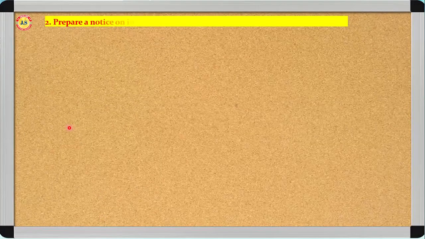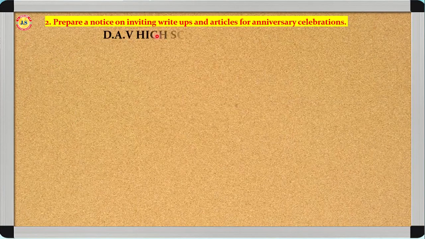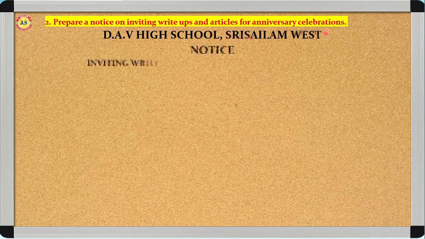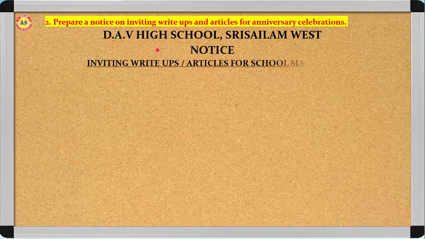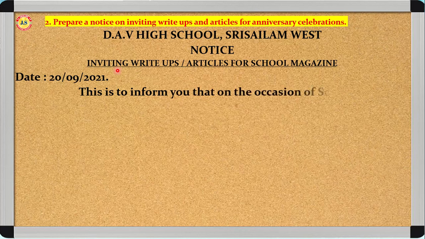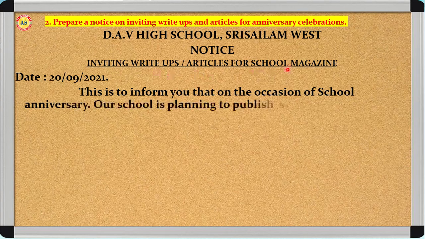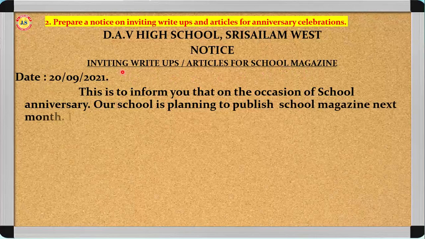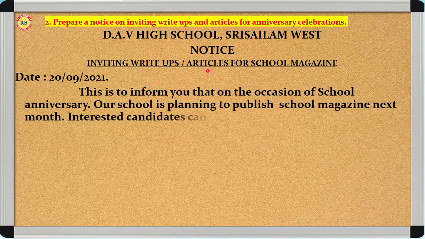Next one, let us see another notice. Prepare a notice on inviting write-ups or articles for school anniversary celebrations. Here, first of all, we should write the name of the school, then notice, then the heading of the notice should be written here. What is the heading here? Inviting write-ups, articles for school magazine.